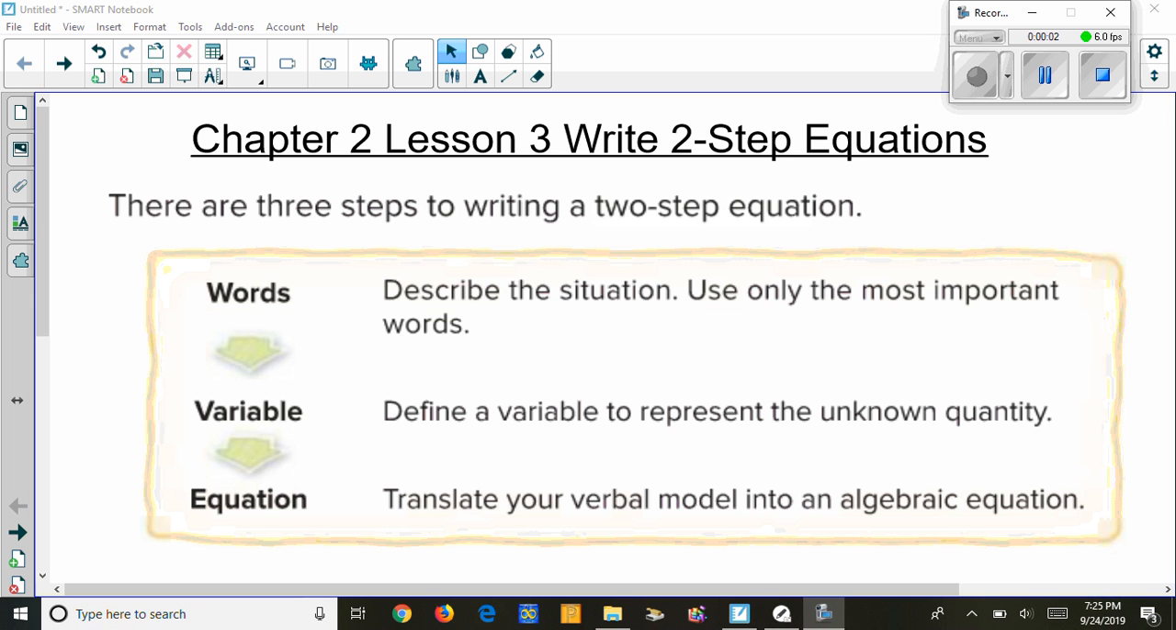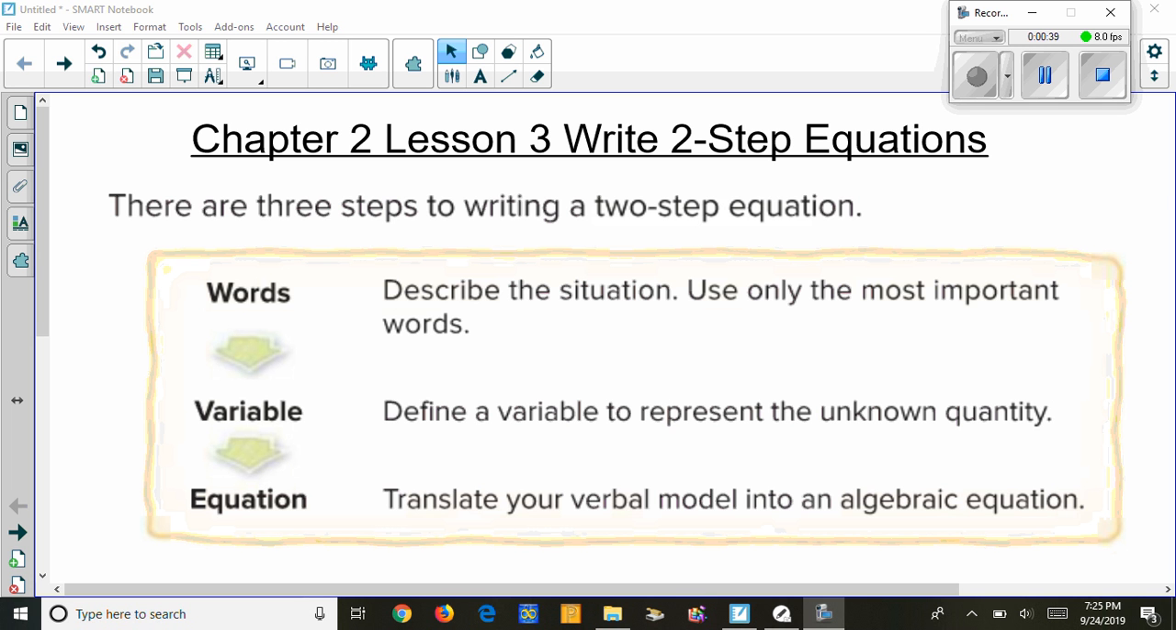Let us go ahead and tackle Chapter 2, Lesson 3, where we are going to write two-step equations. We're going to approach this with 3 steps in total. First, we have our words. We're going to actually describe the situation that we're solving. And some of my classes will have seen me do that in our previous lessons as a way of condensing and breaking down the information.